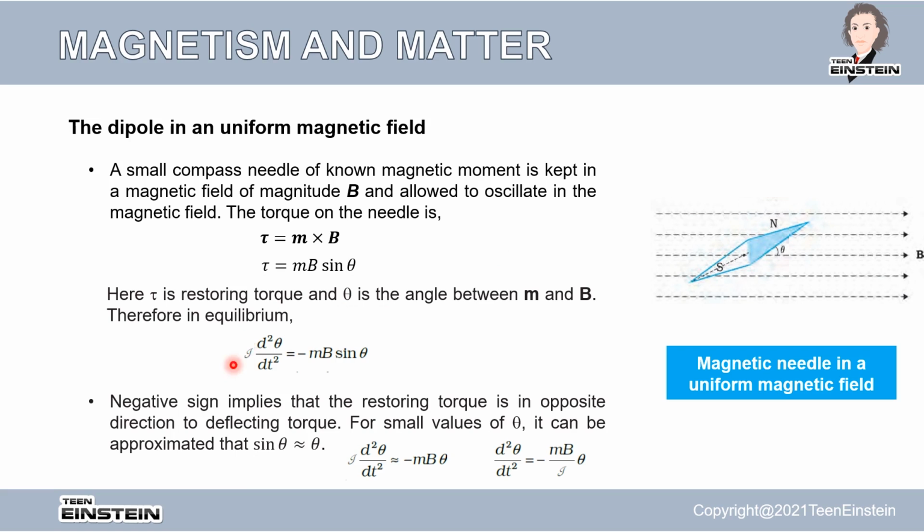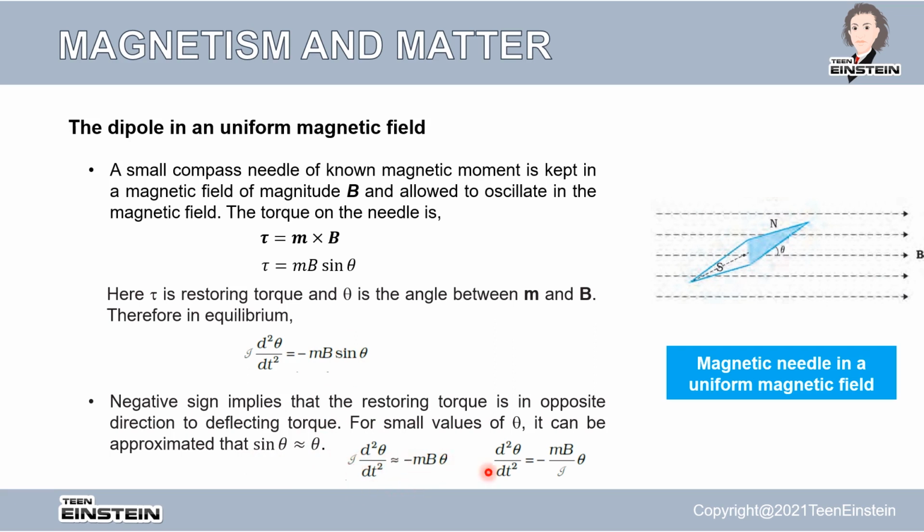Now I is the moment of inertia. So we can write this equation as tau equals I multiplied by d squared theta by dt squared, which is equal to minus MB sine theta. This is similar to our simple harmonic motion equation, as we will see. The negative sign implies that the restoring torque is always opposite to the deflecting torque. For small values of theta, it can be approximated that sine theta equals theta. So substituting, I d squared theta by dt squared equals minus MB theta.